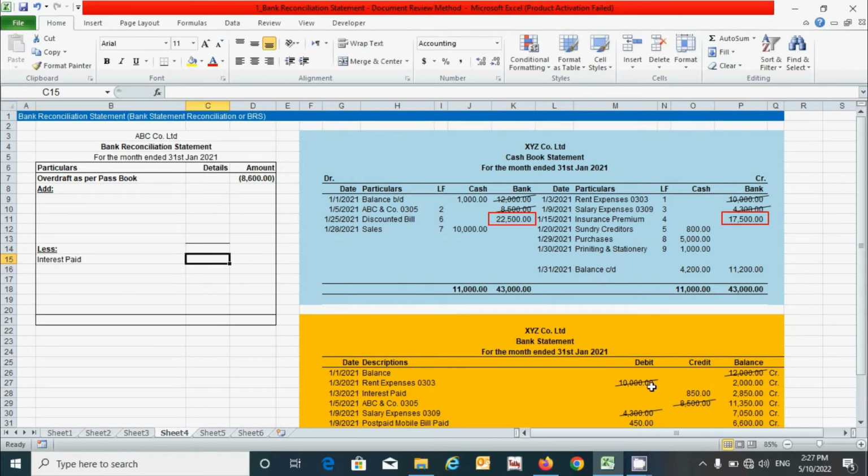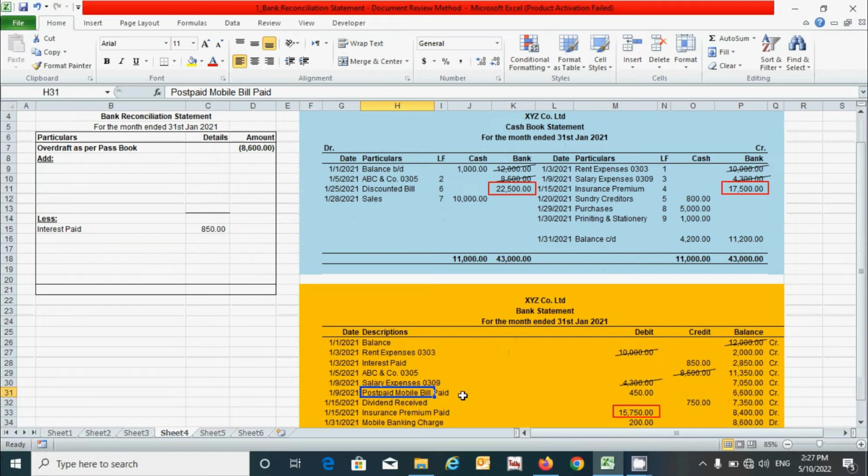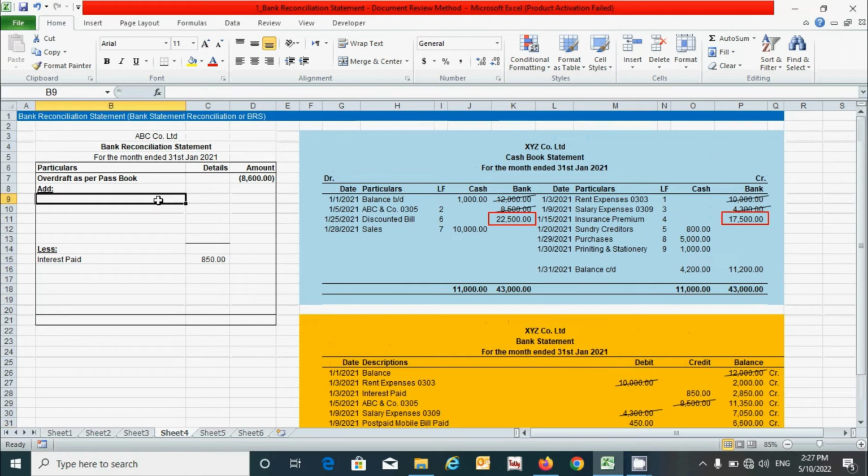Okay, and put the value 850. Now press the enter key. Similarly, our second unique transaction is postpaid mobile bill paid. That is, this is our expenses. That's why this balance should be kept under the add sections, while following the passbook.